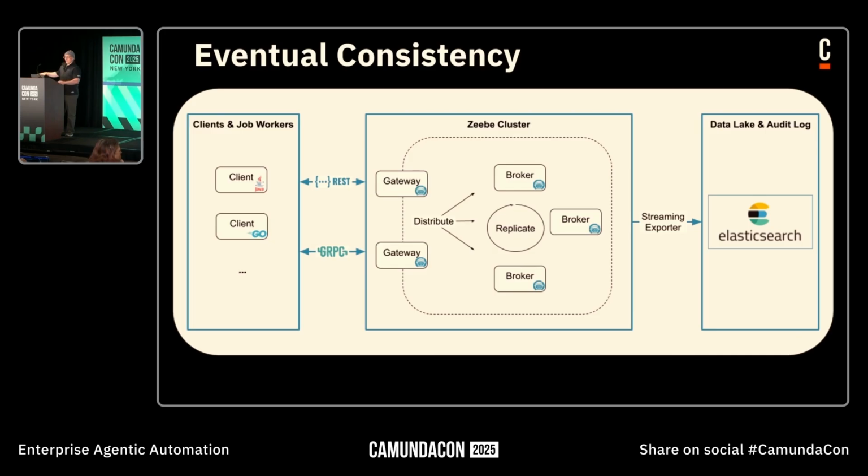So here we see the clients and the job workers, your application running on the left-hand side of the screen, and then there's the ZB cluster, the orchestration cluster, Camunda 8. It's got a gateway in front of it, it's got brokers in it, and then there's the secondary data storage out the back where it says Elasticsearch, but we also support RDBMS coming soon.